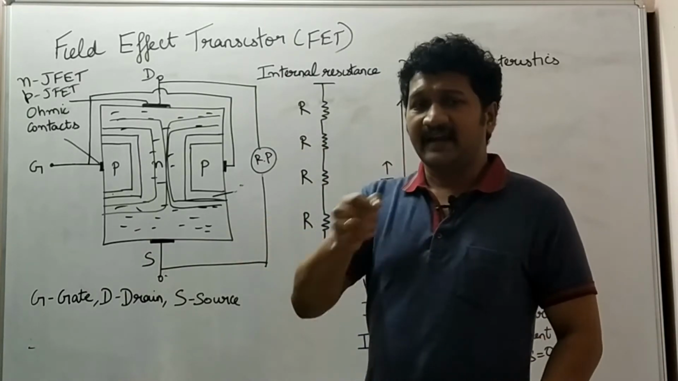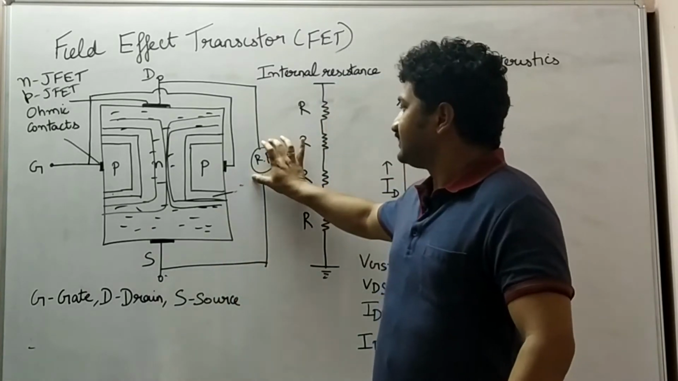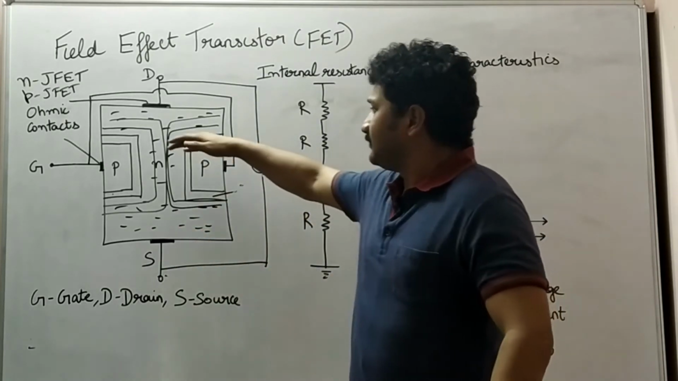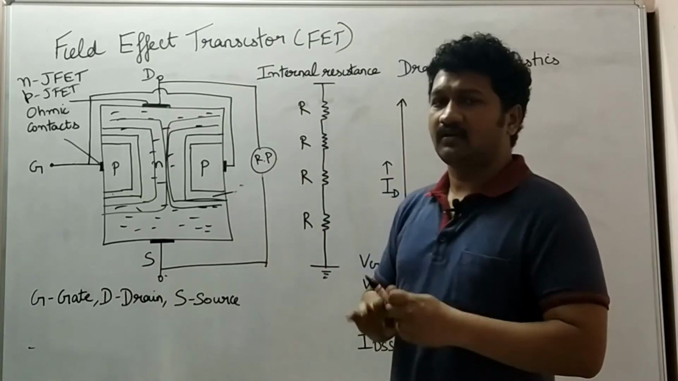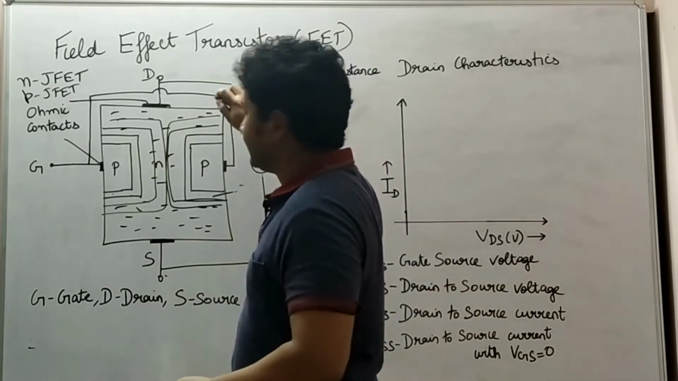What we are going to understand from this study is that the more we increase the fragrance of the cheese, the more the number of mice increases. The same goes for the concept of the field effect transistor. Let's see that in detail.